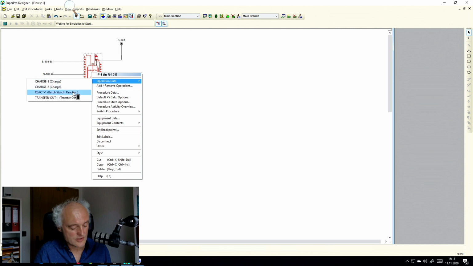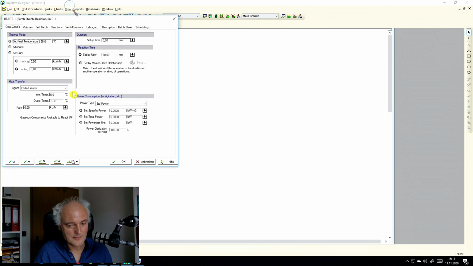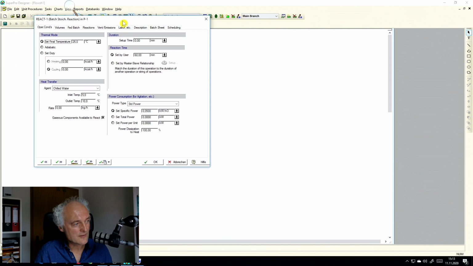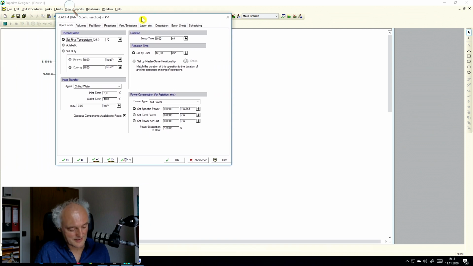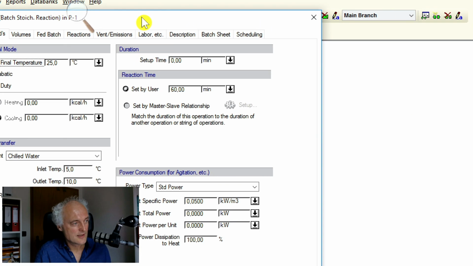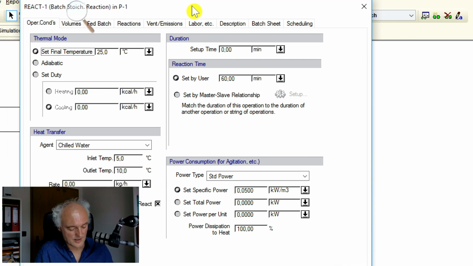reaction. So now we come to the reaction tab. And this is, of course, now the king's discipline. So here we are, at 2.8. So we use a stoichiometric reaction model. You see what's written here. So if it's a stoichiometric model, we need to tell the software about the stoichiometry.